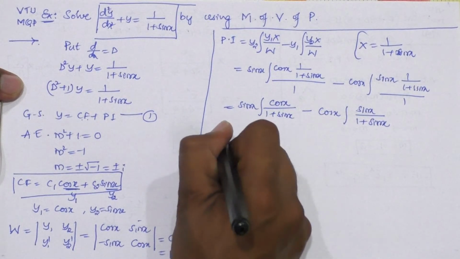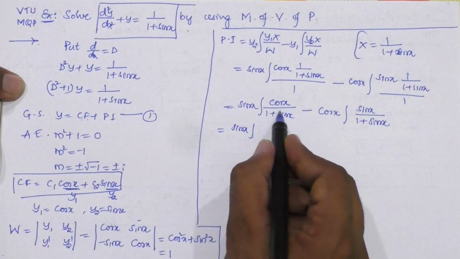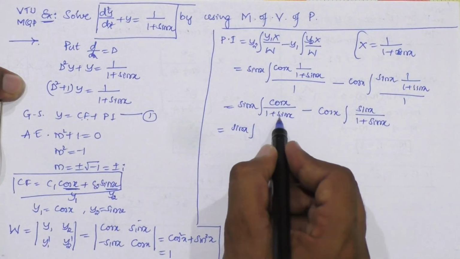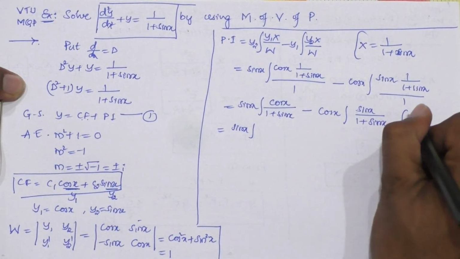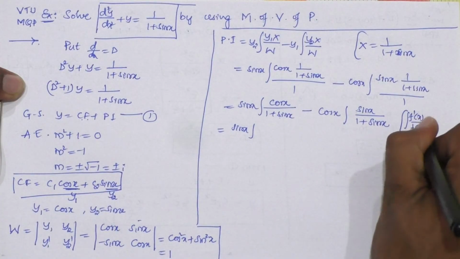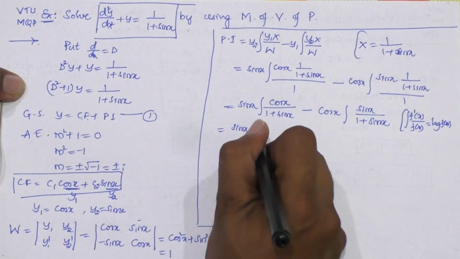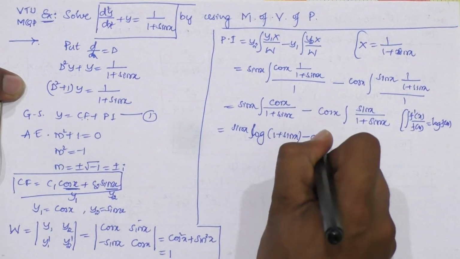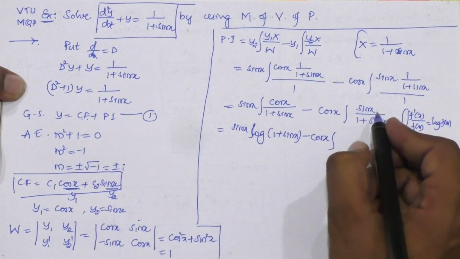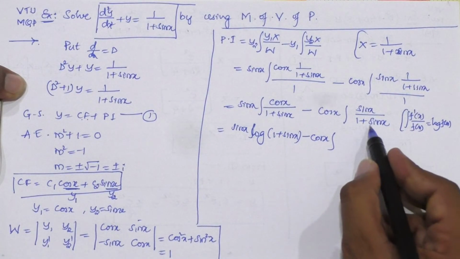Now look at the first term, sin x times the integration of cos x/(1 + sin x). The denominator is 1 + sin x, and its derivative is cos x, so we can use the result that the integration of f'(x)/f(x) is log f(x). So it is sin x log(1 + sin x). Minus cos x times the integration of sin x/(1 + sin x). We cannot integrate this one at this position.